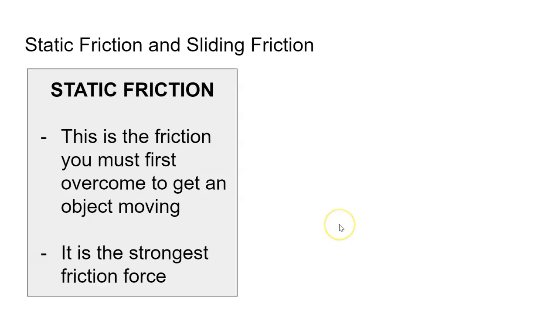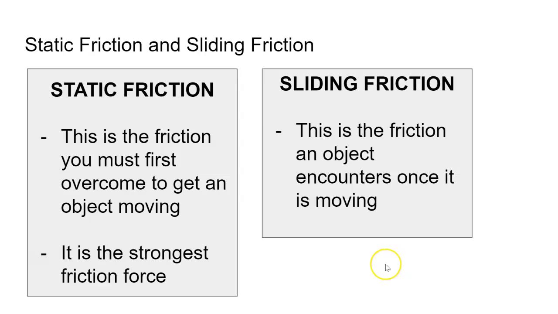Static friction is that friction you must first overcome to get the object moving, and it is the strongest friction force. You need to apply the most force to get something started in motion than to maintain motion. Sliding friction, of course, is the friction that an object encounters once it's moving, and it's simply sliding against another surface, like a couch along the carpet, or your pencil as it writes against your notebook paper.